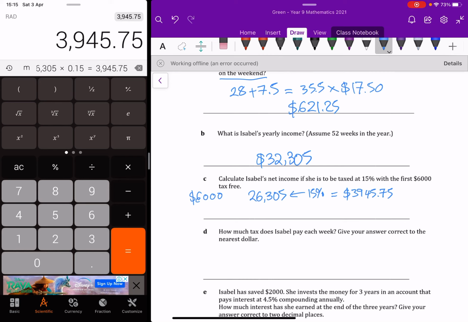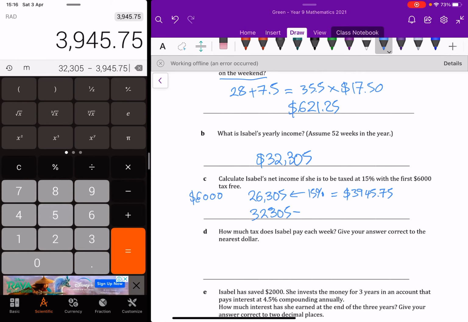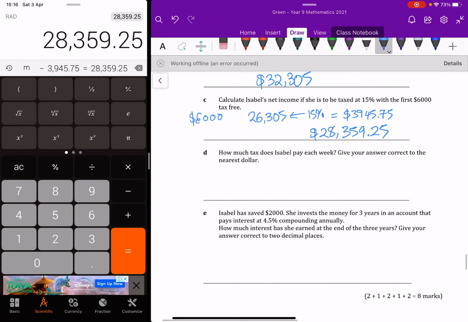All right. So that means in total, we're going to do 32,305 minus her tax to work out how much she actually gets. So I'm going to do 32,305 minus 3,945.75. So I'll get 28. So my final answer is $28,359.25. Well done, Isabel. Good earnings.